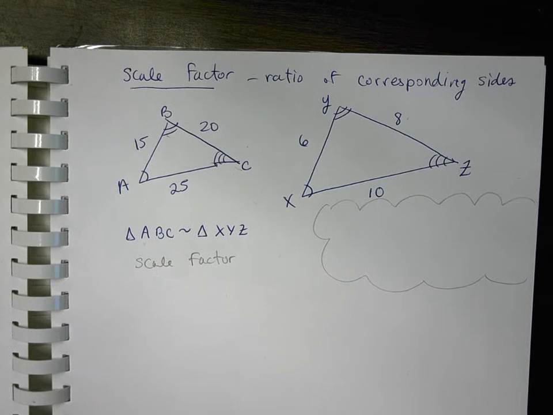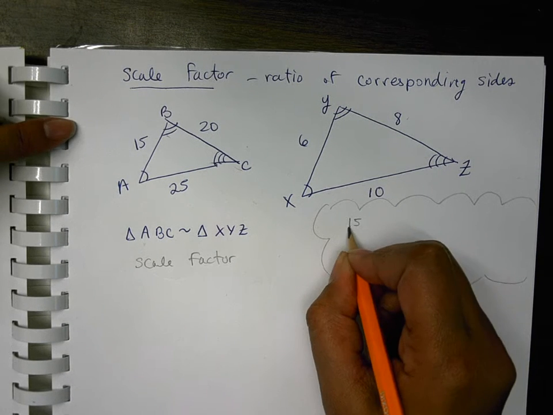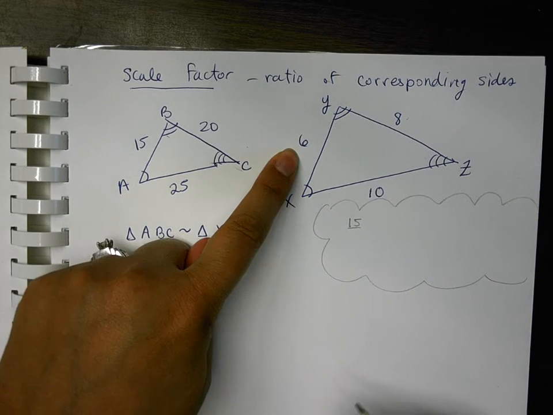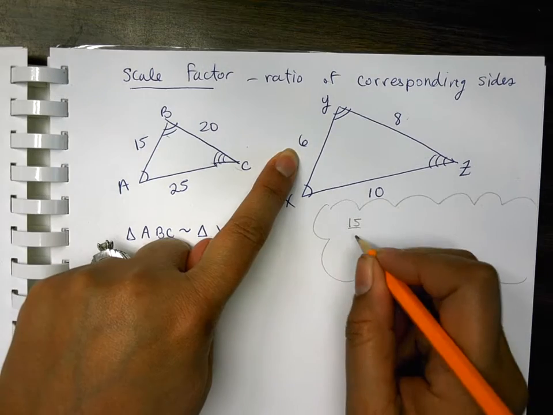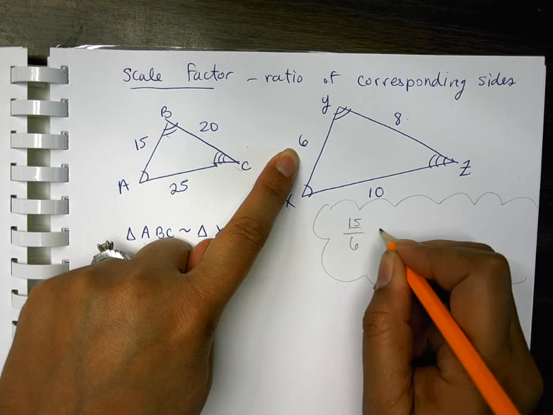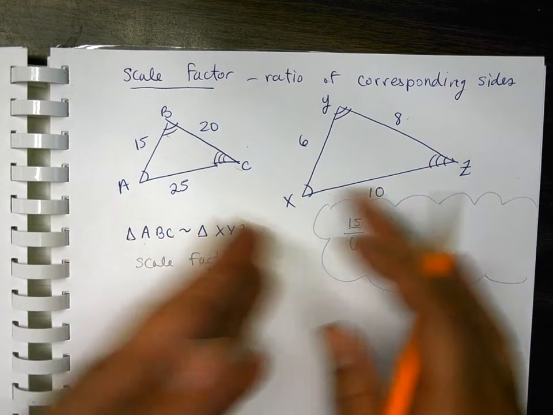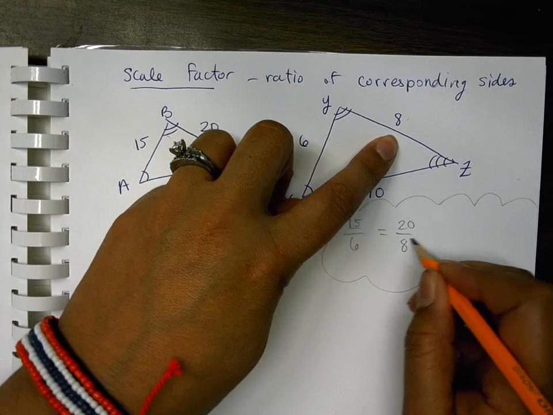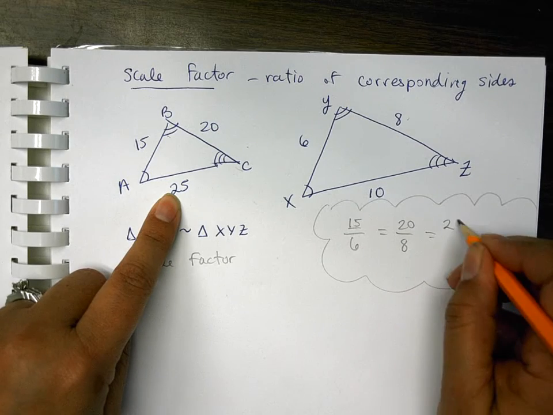All right. So, if I were to make my fraction, what would I have? 15 over 10, 15 over 8, or over 6? Over 6, because it's small to small. And I'm just going to go from left to right. And then 20 over 8 and 25 over 10.